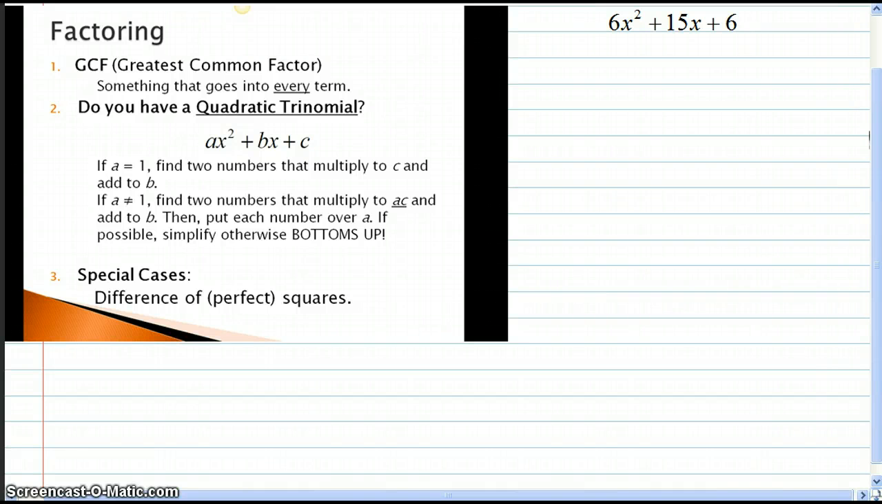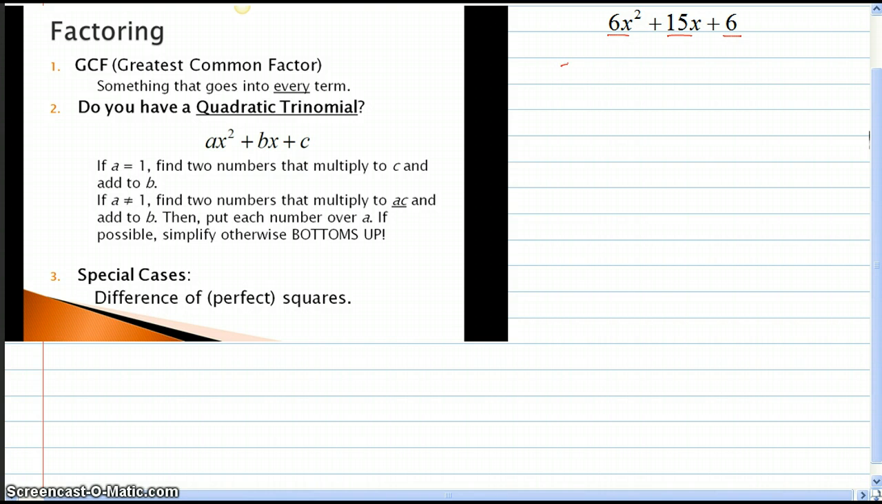Okay, so the first thing that you would have to do is, step 1, find a GCF, or greatest common factor. You look at each term, and you think, what number goes into every single term we have listed there? When I look at this, I have a 6, a 15, a 6, and I see that the greatest common factor that goes into every single one of those terms is the number 3.